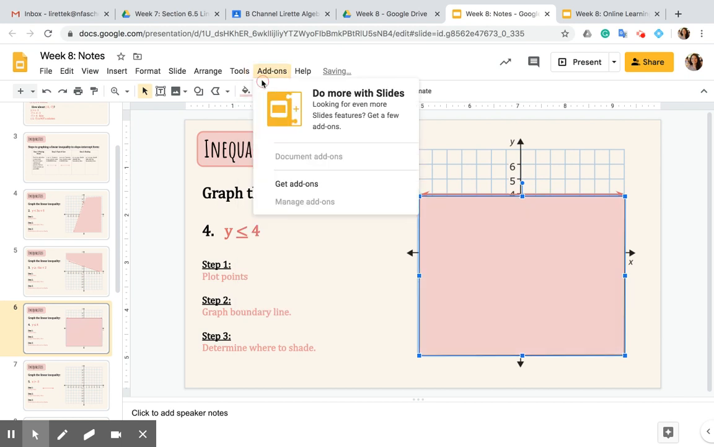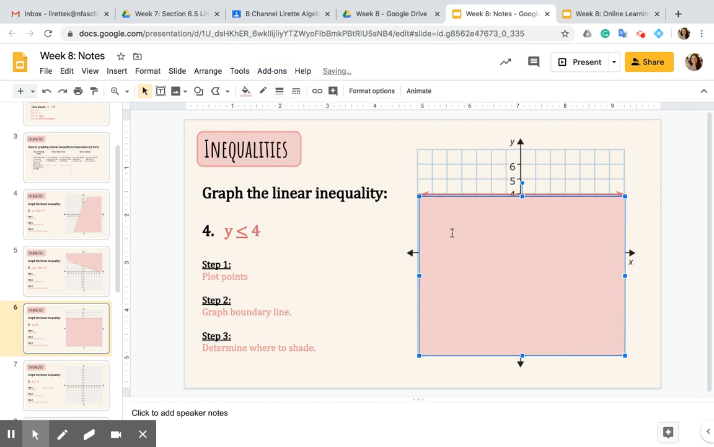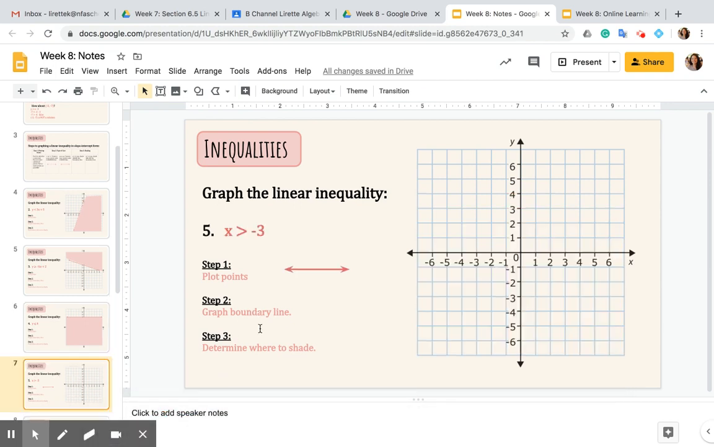Make it pink, whoops, and take the outline off. So everything below gets shaded. I wish I could make it a little see-through. All right, number 5, x is greater than -3. So there's no y this time.